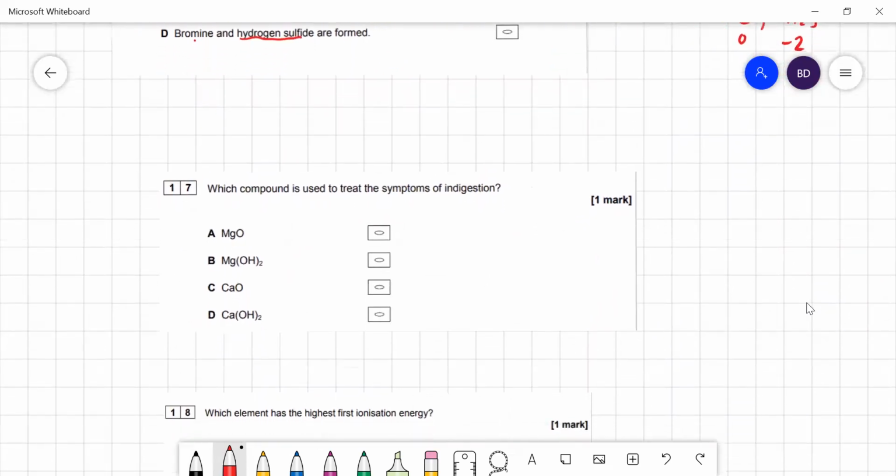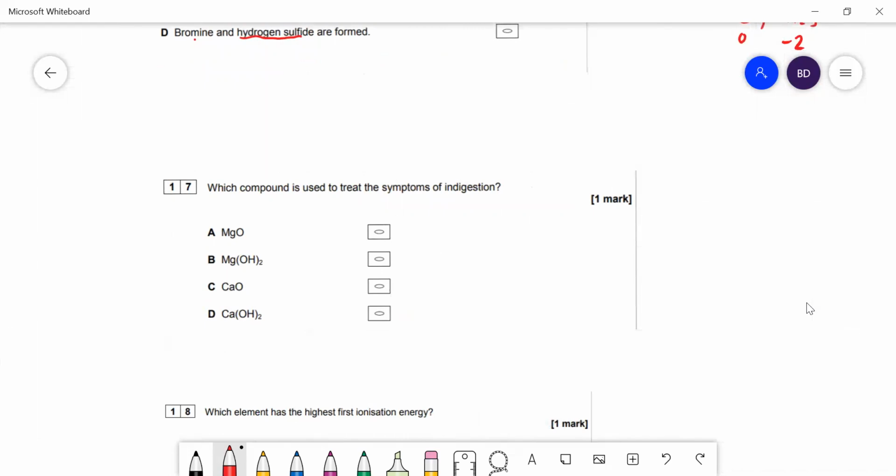17. Which compound is used to treat symptoms of indigestion? Right, it's got to be able to react with an acid, but it mustn't be soluble to make an alkaline solution, which is corrosive. So magnesium hydroxide is very insoluble, so that would be suitable. This one wouldn't be insoluble, that's about pH 12, and that's very corrosive. Calcium oxide, that would also react to make calcium hydroxide. That would be very alkaline and corrosive. So magnesium hydroxide is the answer. And they use that instead of magnesium oxide, which would react with acid, but I think magnesium hydroxide reacts more readily.